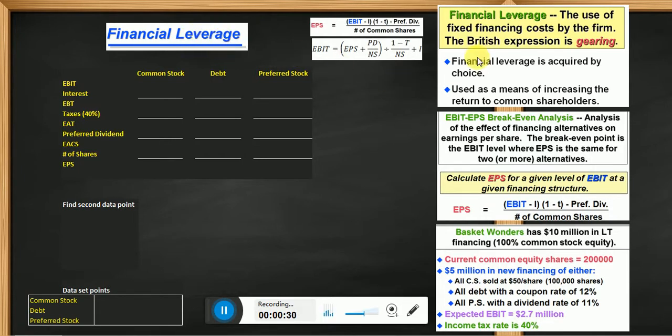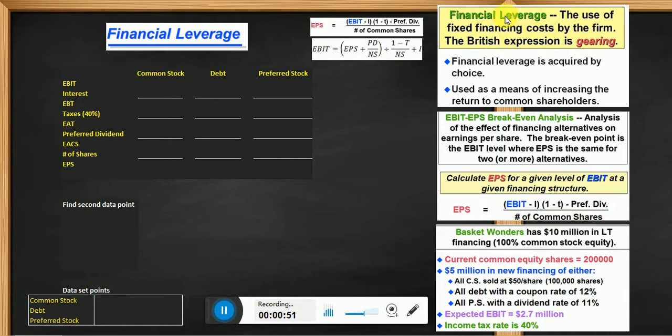So dear students, what is financial leverage? Financial leverage is the use of fixed financing costs by the firm, right? The British expression is gearing. So dear students, financial leverage is the use of fixed financing cost.